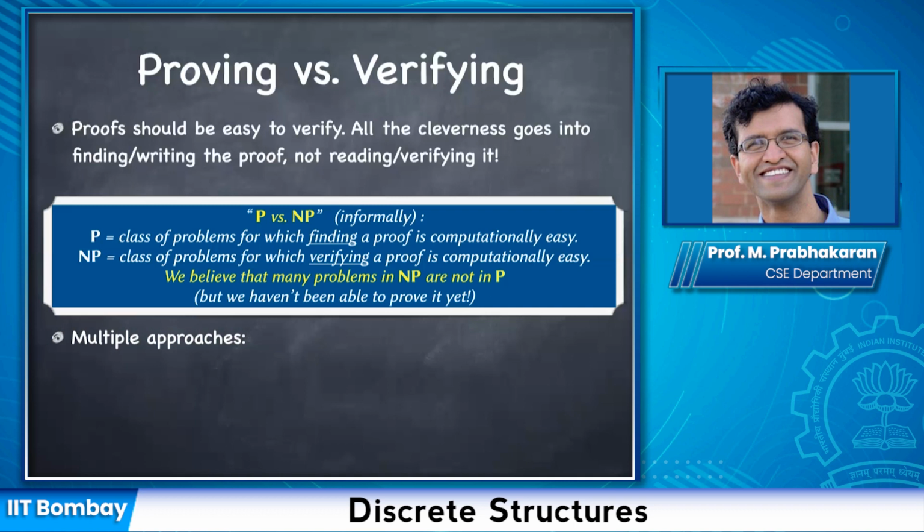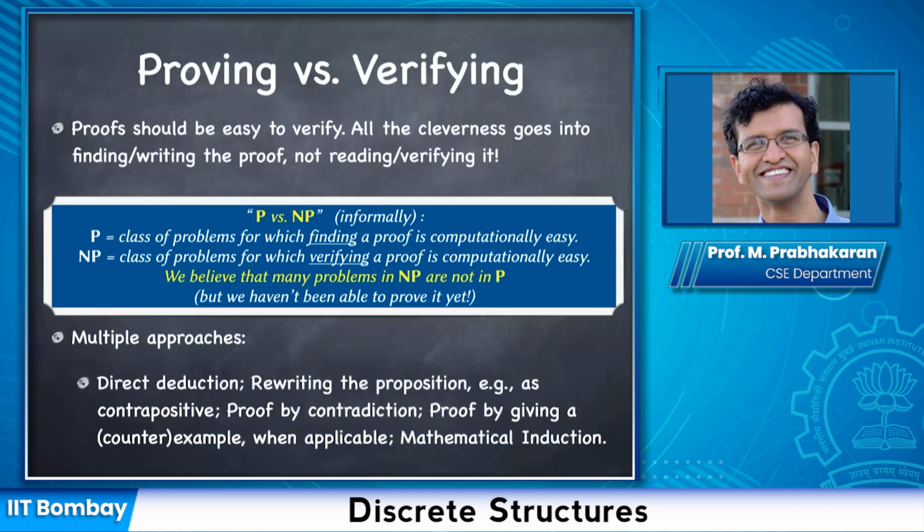There's of course no simple recipe for proving every statement. That's true, but here are a few approaches we will be taking. Sometimes the statements would be simple enough that you can do a direct deduction. Many of the formula equivalences and so forth are essentially just one-step arguments. But sometimes it'll help to rewrite the proposition. A very important and non-trivial example is proving the contrapositive of an implication instead of proving the implication directly.